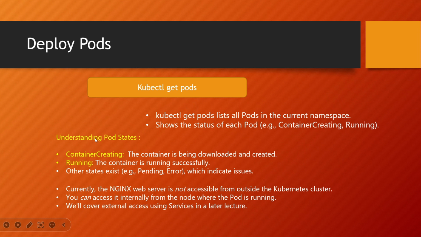Okay. Now you can understand the pod status. Currently, it is in the running state, meaning the container is running successfully. Otherwise, while the image is being downloaded, it will be in the container creating state. If there is some error, or it is in the pending state because nodes are not available, in that case it will have the pending or error state. But currently, your nginx web server is not accessible from outside the Kubernetes cluster. Services and those things I will show you in later lectures. But for now, I'm just showing you how to deploy the pod.